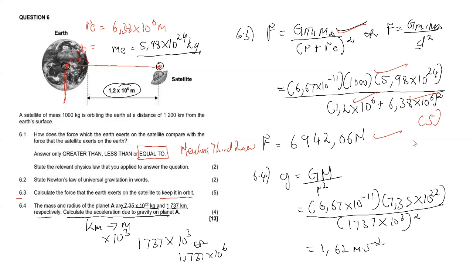And then how do they mark that one? So they mark the formula, they mark your substitution here, and then they mark the fact that you substituted your distance here and then you have converted, and then they mark the final answer. So this is supposed to be 4 marks. And then all in all, this was a total of 13 marks. It was a very good question there.